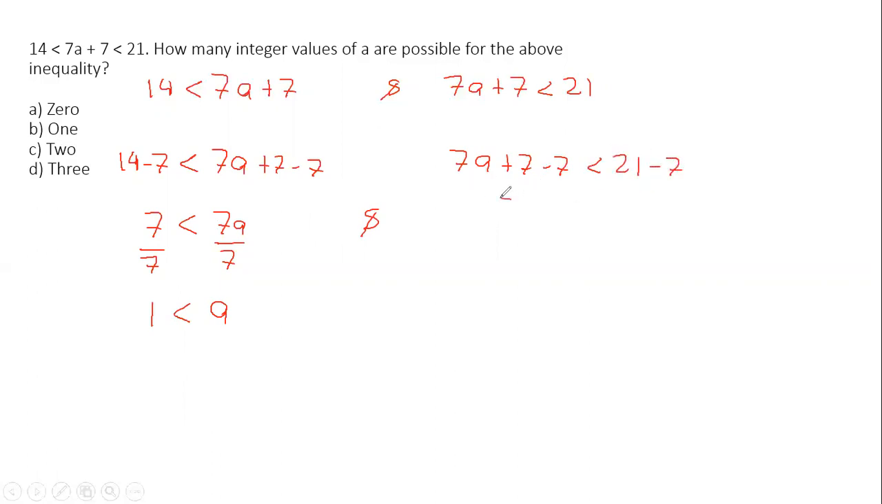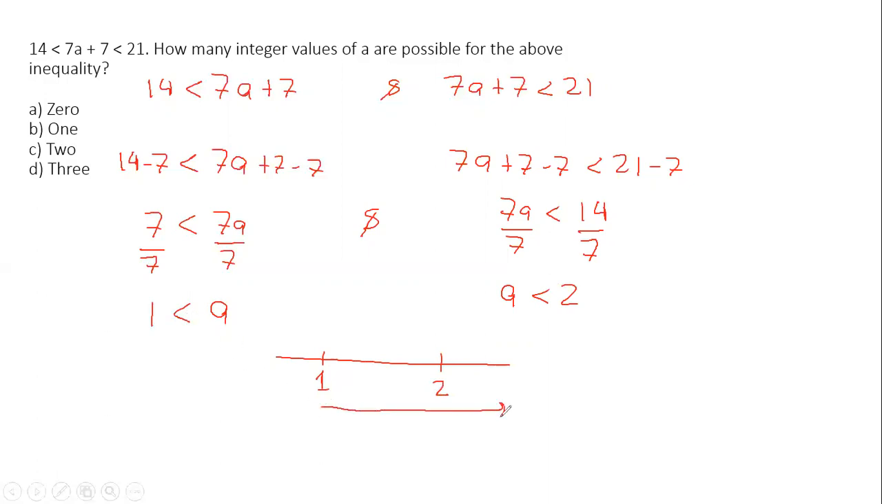So it will become 7a is less than 14. Then I can divide it with 7 on both the sides. So from here I will get that a will be less than 2. Now guys, if you combine the solutions, let's try to draw a number line. This is 1 and this is 2. Now it simply says that a is greater than 1, and it's also less than 2.